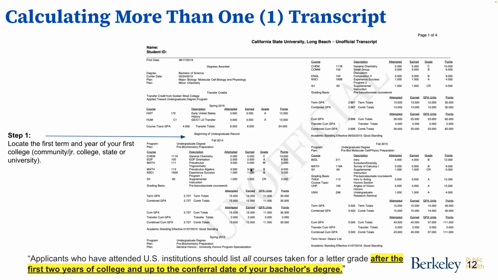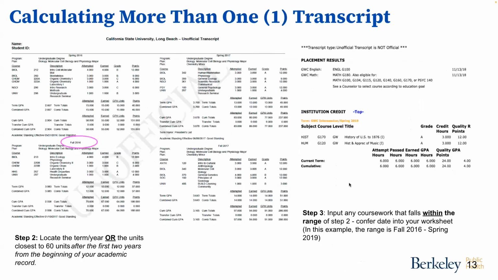So I do see that they have been enrolled, nothing too out of the ordinary. So I think in this case, we can go ahead and calculate any coursework from fall of 2016. So we'll include all the coursework that we see here, and it looks like spring 2019 was a part of their range. So we'll include these classes as well.